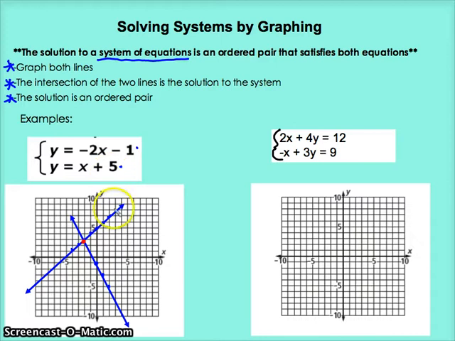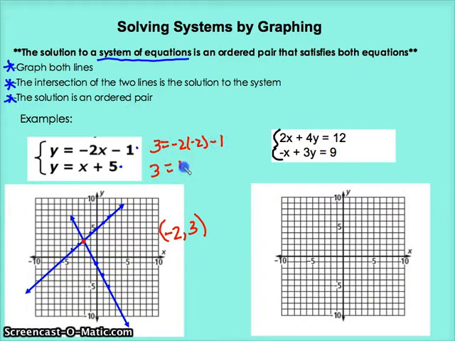It looks like the lines intersect at -2, 3. There we have it, -2, 3. Now, to be sure that that is in fact our solution, let's go ahead and plug this into both equations and make sure it works. So I plug in 3 for y and -2 for x. We'll see what I get.